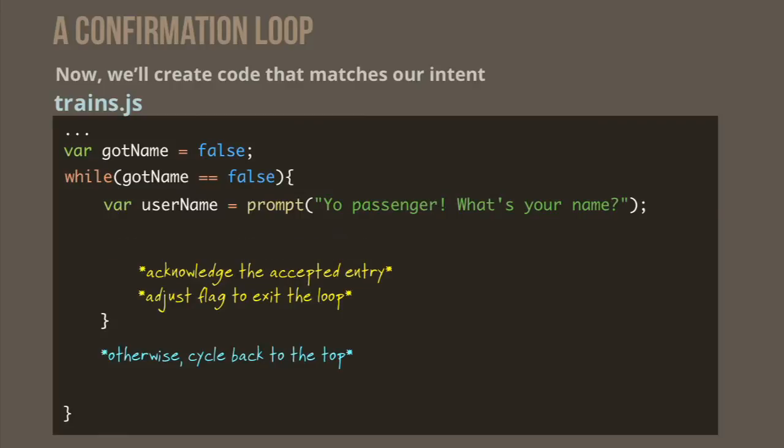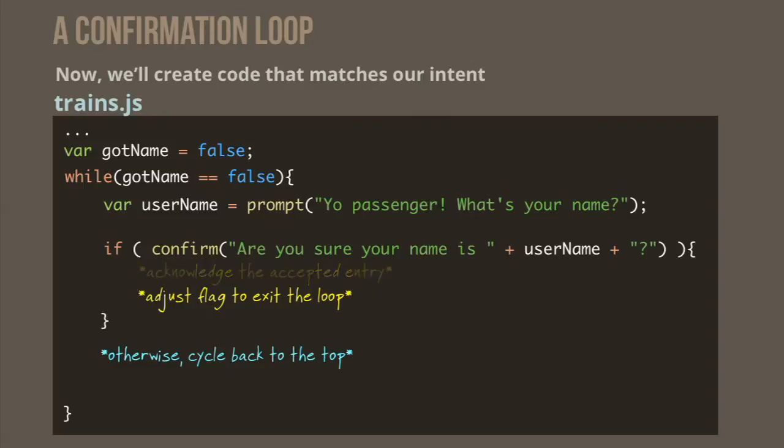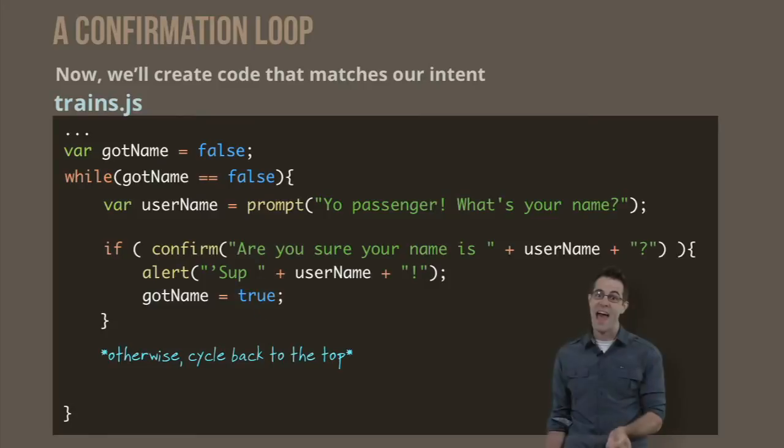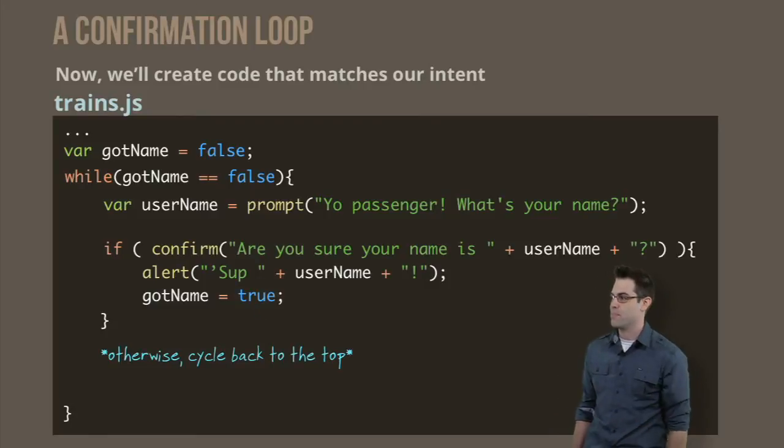And here's our cool if statement that says if we get a confirmation with the statement, are you sure your name is, and then the username variable. If that returns a truth value, then we'll alert to the user, sup username, and then here's the money, we have to set the gotName variable, which is a flag, to true. So now the loop knows that we have the user's name.